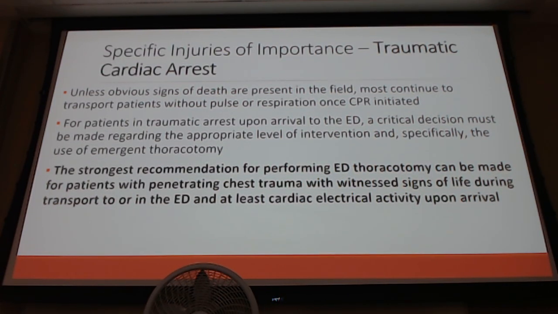All right. So traumatic cardiac arrest. That's kind of what I just said, why we use our resuscitative thoracotomy. If they have traumatic arrest as they present to the ED, we had vital signs immediately before it, they lost them in EMS en route for less than 15 minutes, those are going to be good indications to do a thoracotomy. Penetrating chest trauma with witnessed signs of life during transport or in the ED is another indication that we want to do it, or they had electrical activity on arrival. Those are going to be good indications for resuscitative thoracotomy.